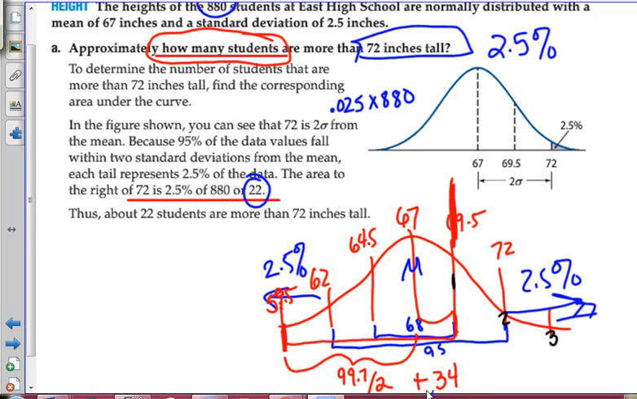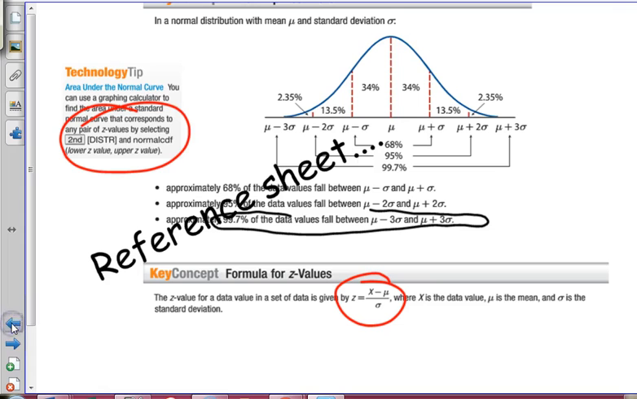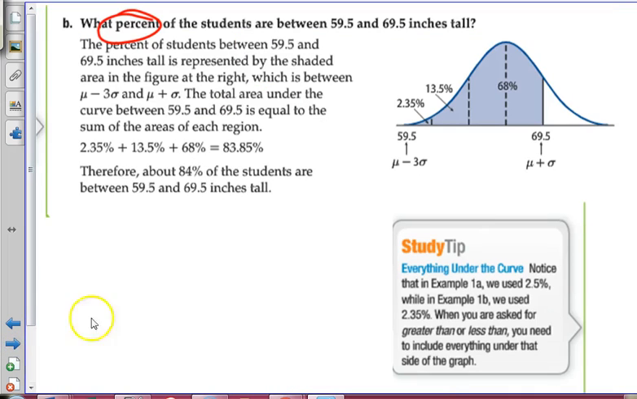All right, 99.7 divided by 2 plus 34. Somebody get 83.85? Okay, which is what they say here, or about 84% of the students will fall in between there. Okay.